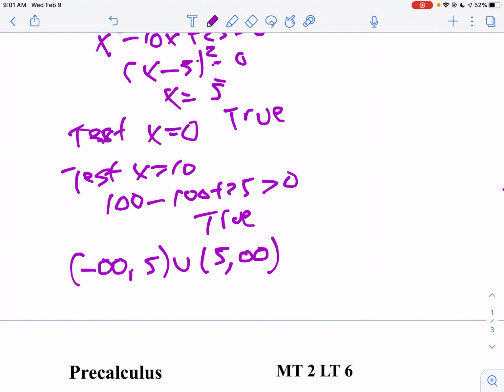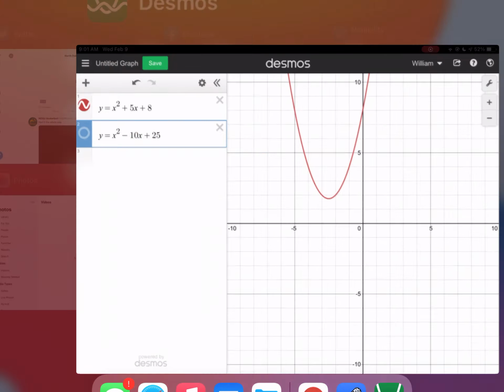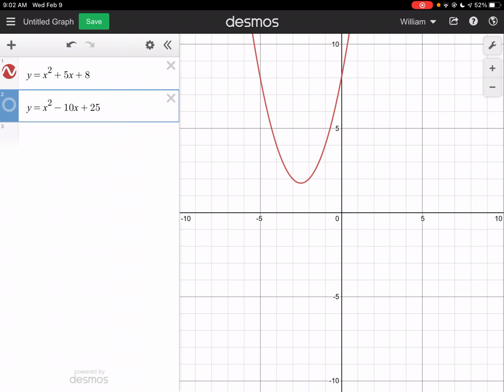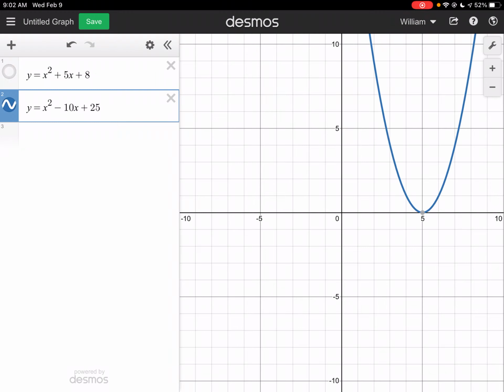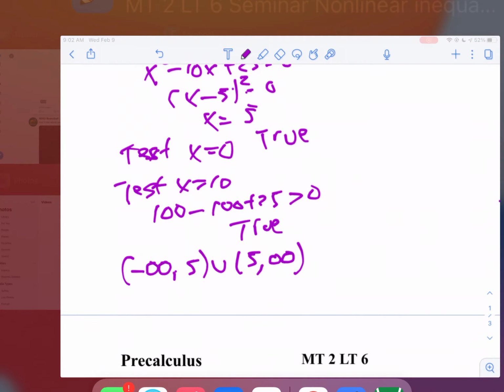And if I look at the graph of this, I think the graph makes a lot more sense when we look at the graph here. Here's my graph. Notice it equals 0 just at one point. Otherwise, it's always bigger than 0.